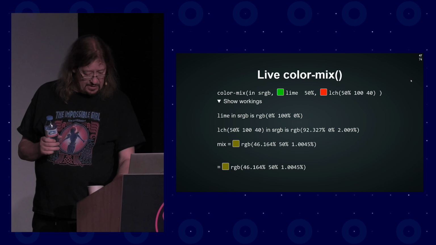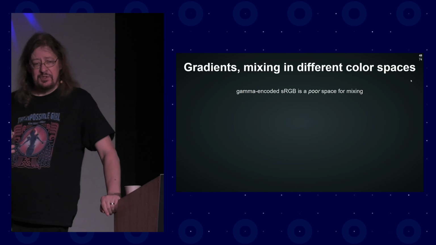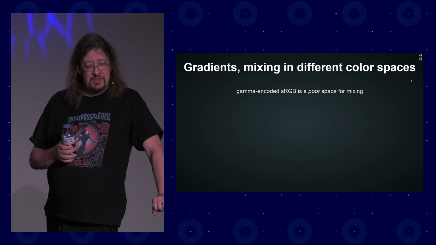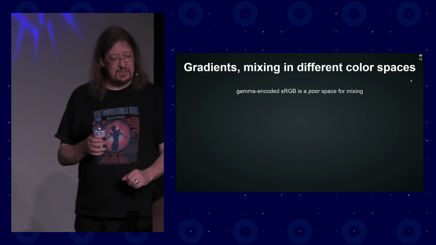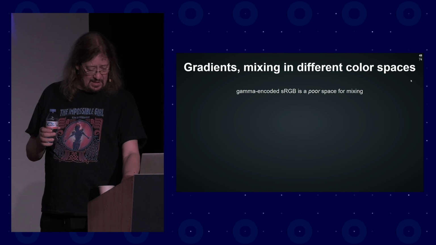Okay. So gradients. Gradients also, so far they've been mixed in sRGB. This turns out to be a really bad choice for color mixing because the signals are gamma encoded and they ought to be mixed in linear light, and they're not.